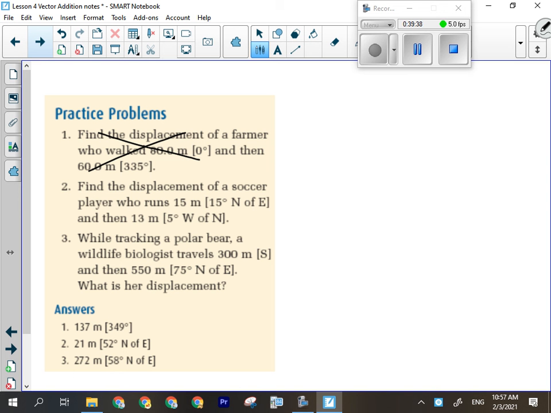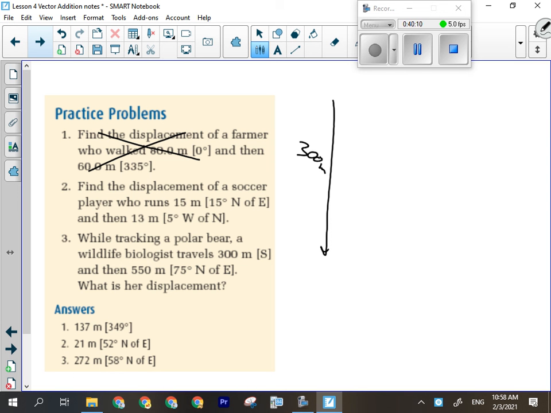Okay, so for number 3, we want to draw the diagram here. Scale is important on this diagram. It's very easy to mess this diagram up, do all the math right, and then have that second guessing the diagram, second guessing the math kind of situation going on. So our first part of this is 300 meters south. So that's just a vertical line. 300 meters due south. That's my first vector.